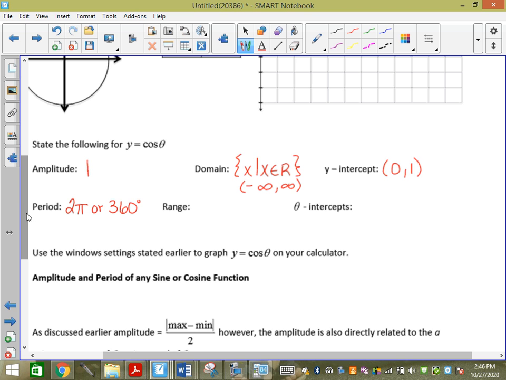The range is from -1 is less than or equal to y is less than or equal to 1, y an element of the reals. In interval notation, it will be [-1, 1]. So the top one is set notation, the bottom one is interval notation. And then my intercepts, let's look at the graph.